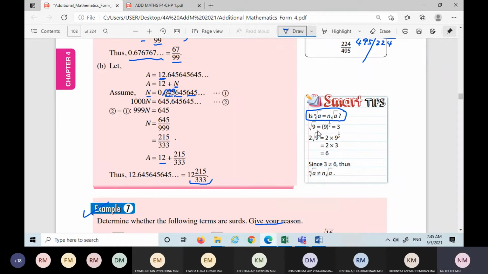N is 2. Now they want to prove whether this is equal. A is 9, and the other one is 2 times square root of 9. Definitely it's not equal. This one is 3 times 2, this is 6, and this is 3, so this is not equal. Remember this is not equal. You can write in your notes.